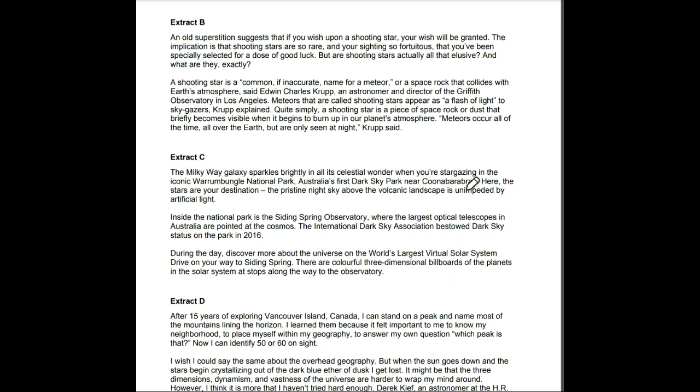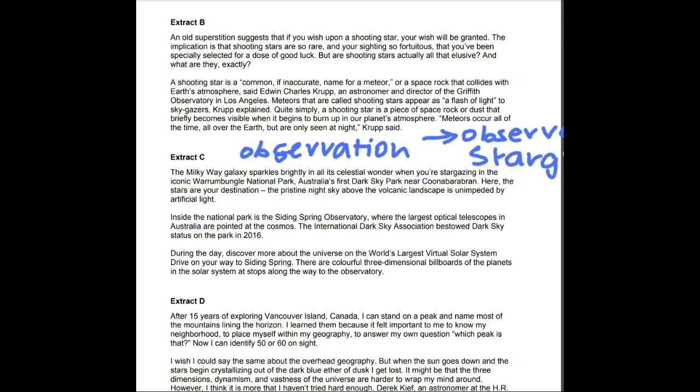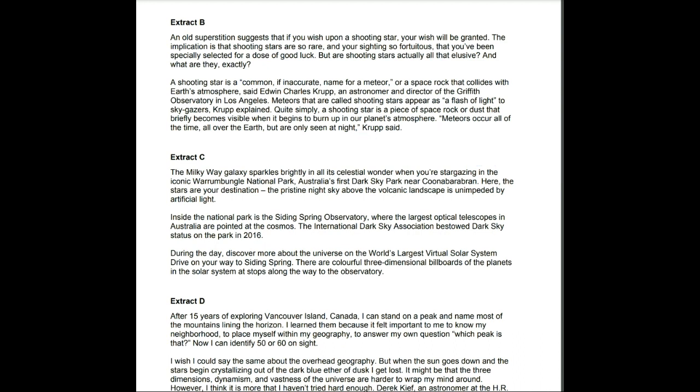Scrolling down to extract C now, extract C discusses the observation of the Milky Way and the solar systems in the Milky Way to explain observatories and stargazing. So the big thing with extract C was we've really got this big comment on observation here, how it's done in the observatories, and also talking about stargazing and how we can really see these stars from the Earth. So that's extract C there.